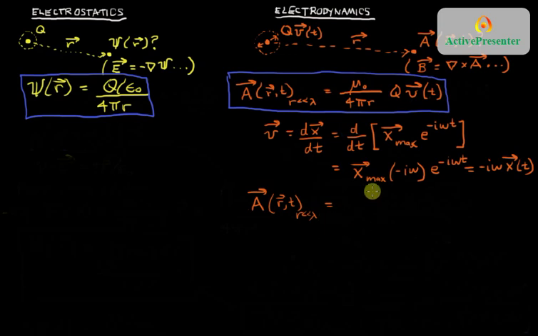If we just group all the non-time dependent terms together, we get mu naught over 4 pi r. Those don't depend on time. We have a q. We have a minus i omega. And then the only thing that depends on time is that position. That's still got the time dependence in it. x as a function of time will influence A as a function of time.